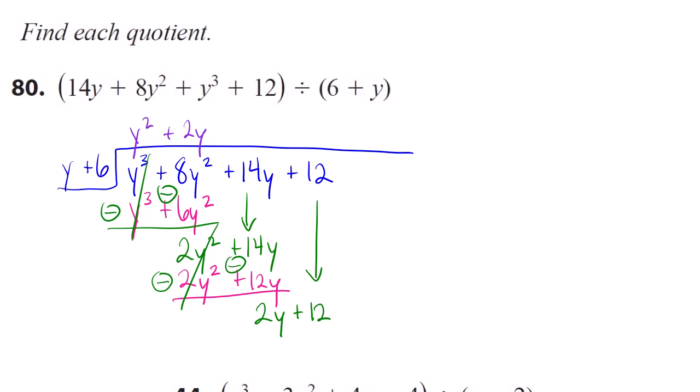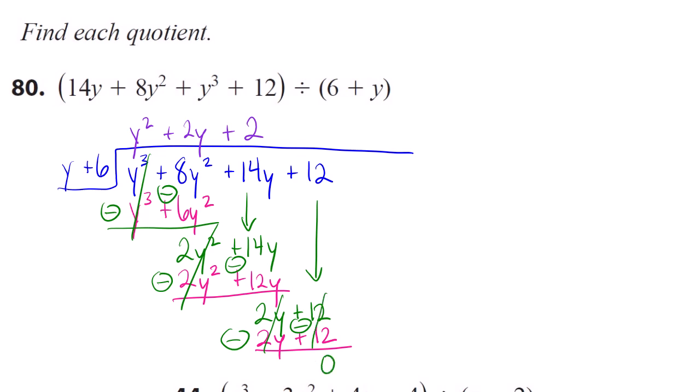All right, and then we divide again. So 2y divided by y is 2. And then we distribute. 2 by y is 2y, and 2 by 6 is 12. So we have another situation here where we have no remainder, right? So when we change the signs here, this will end up being a negative, this will end up being a negative, and these both cancel out.